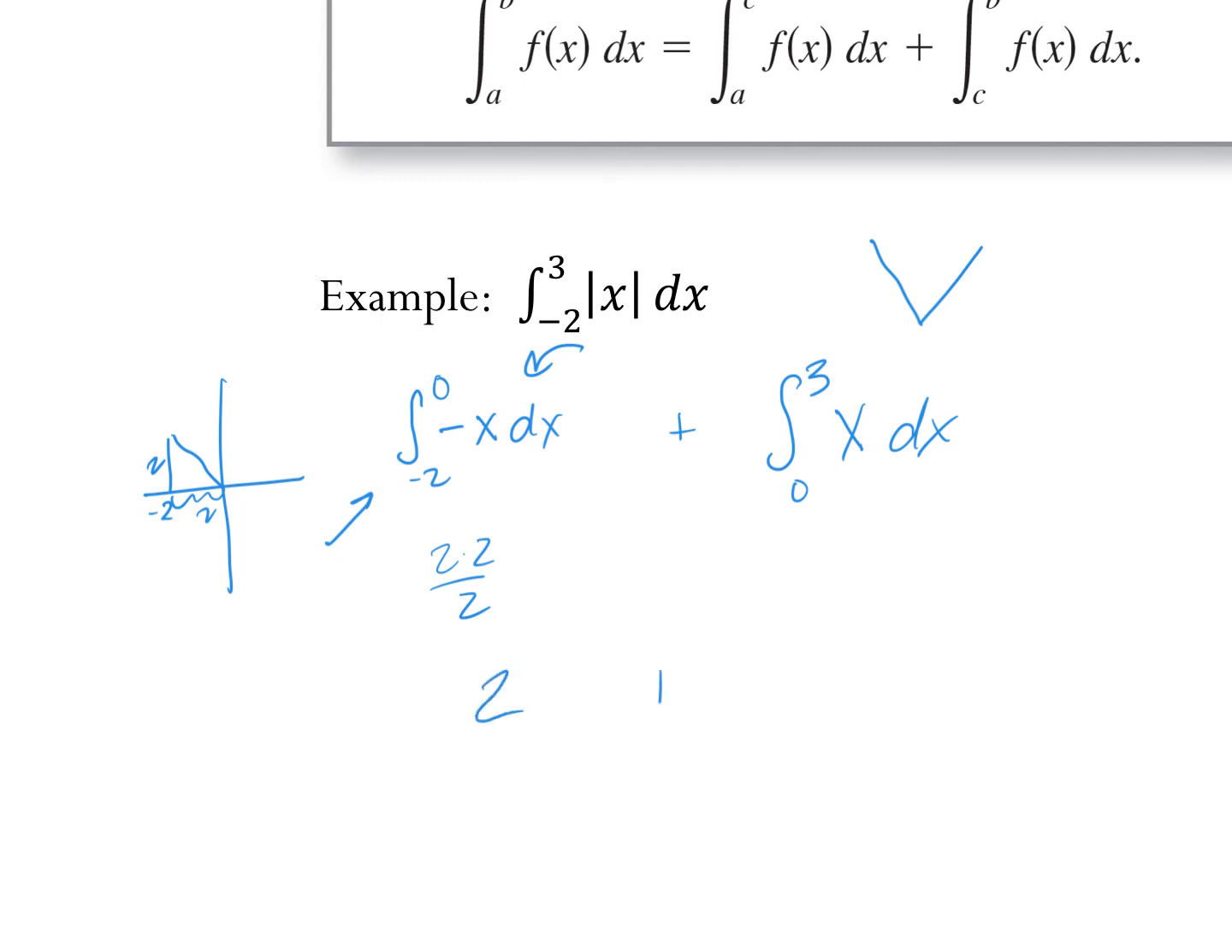2. Plus, if I did it on the other side for this one, this would be 3, this would be 3. We would do 3 times 3 over 2, which is 9 over 2, which is 4.5, so 6.5 total.